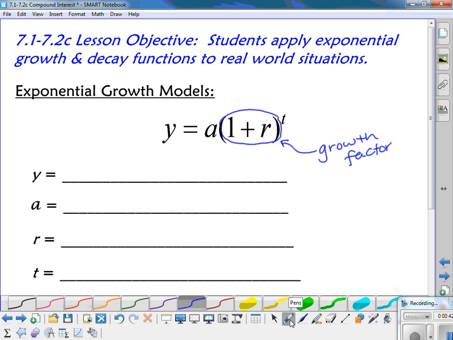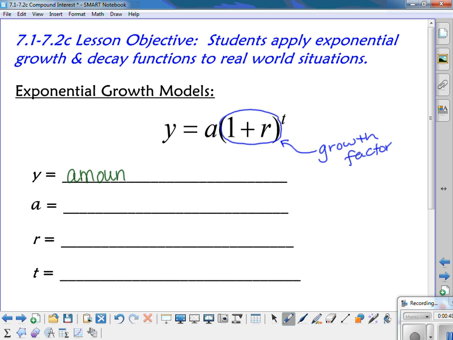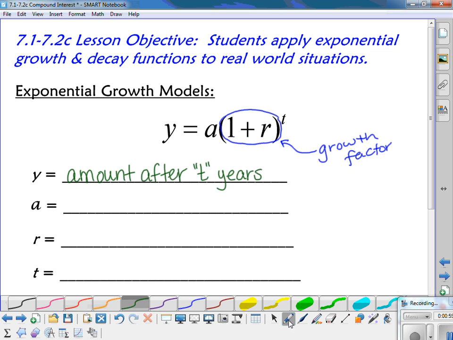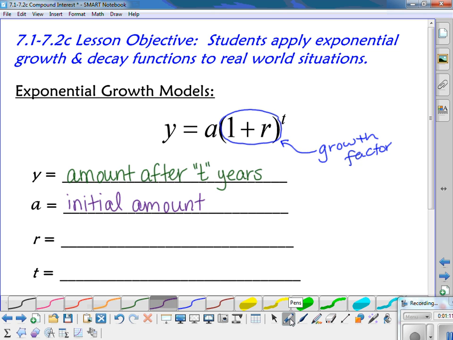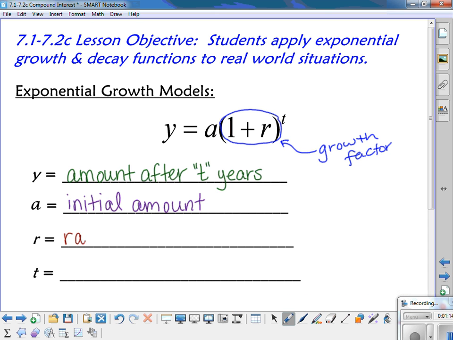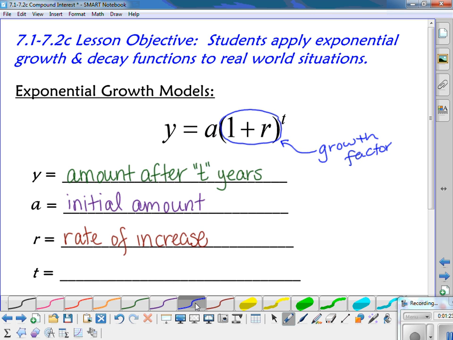All right, so what these things all stand for. Y is just the amount that you have after t years. A is your initial amount, what you started with. R is the rate of increase. And T is time in years.